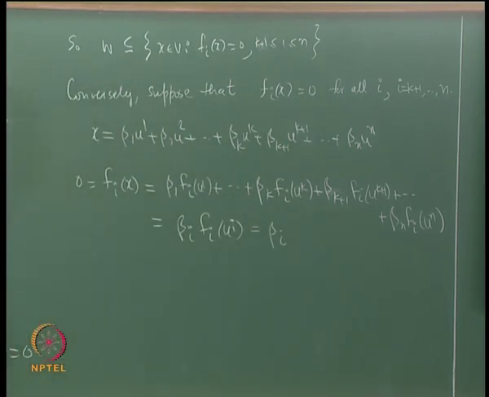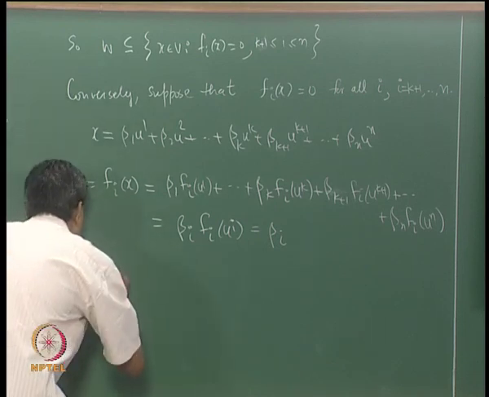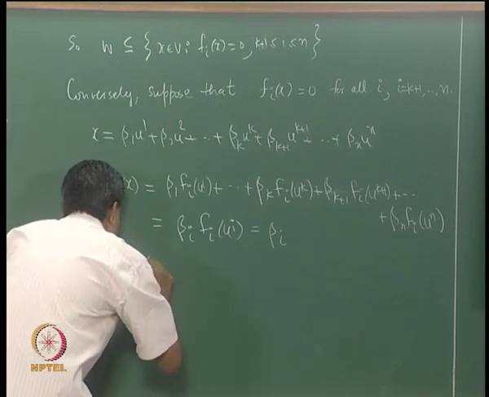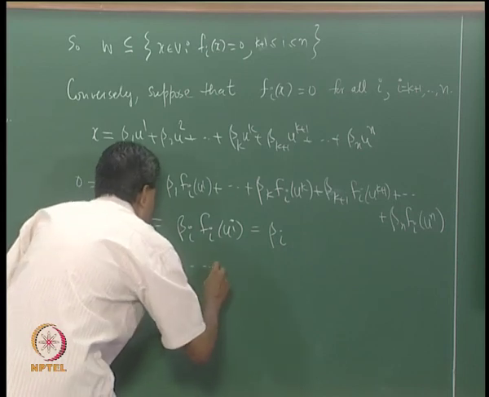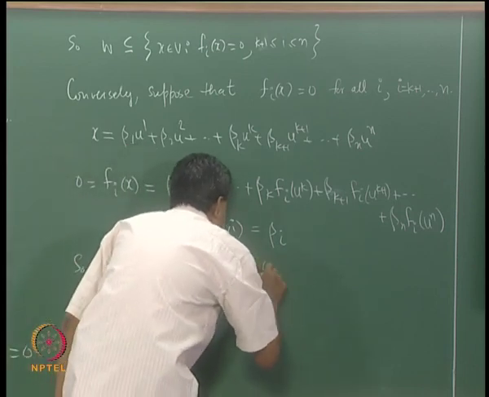So what have we shown? We have shown that if fi(x) is equal to 0, then beta i is equal to 0. But what are the values that i can take? i runs from k plus 1 to n, which means beta k plus 1 is 0, beta k plus 2 is 0, etc. So what we have shown is that beta k plus 1 equals beta k plus 2, etc., equals beta n equals 0.